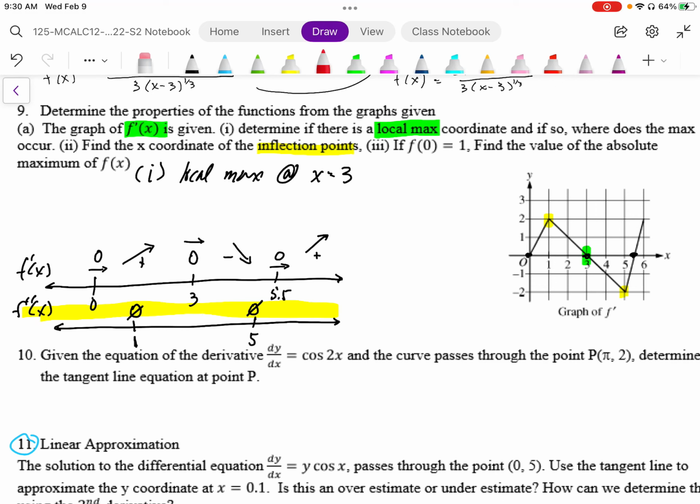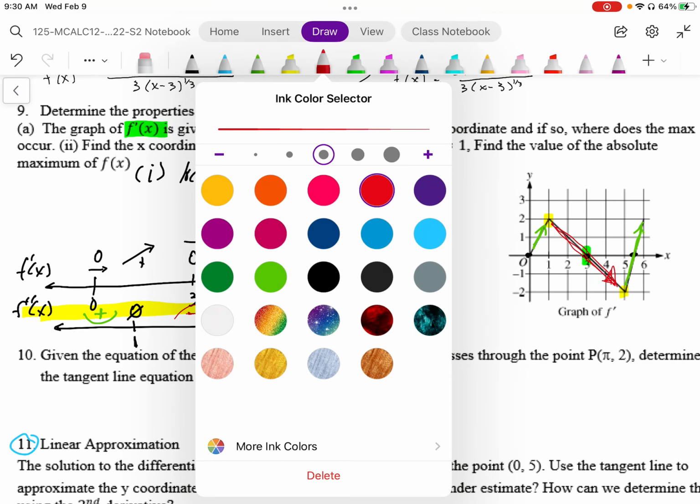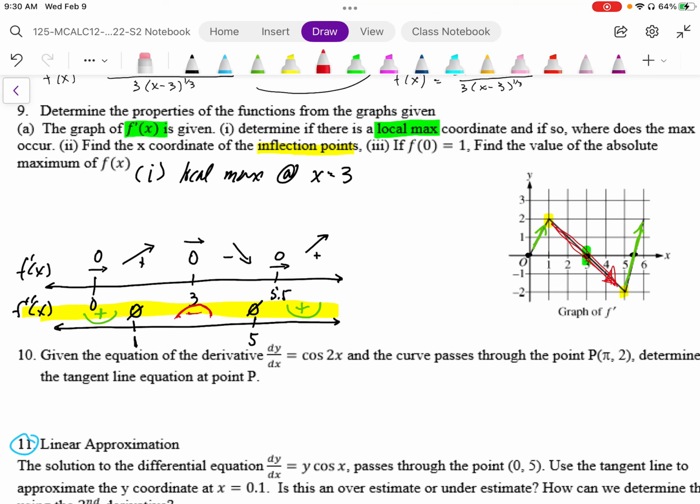So this positive slope in this section means I have positive concavity. Here I also have positive slope, so in this section I have positive slope, or positive concavity. And in between these 2 points, it's negative slope, so I have negative concavity. It's going to be upside down. So I have this negative concavity happening in that section.